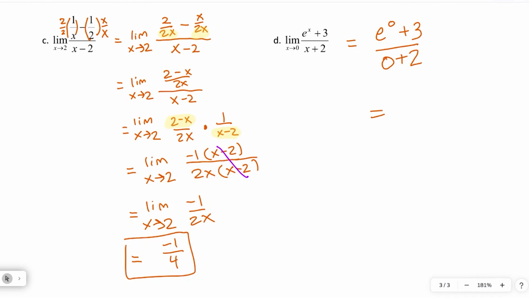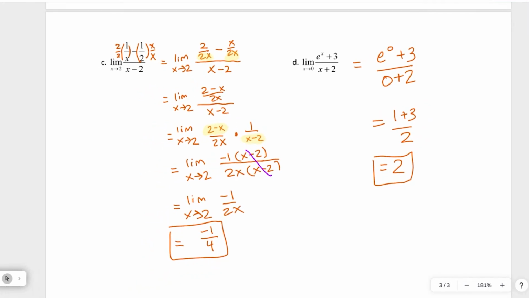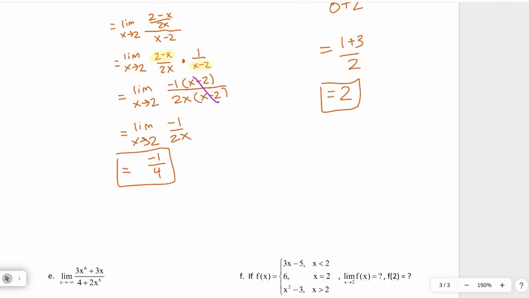Works out pretty nice. So e to the 0 is equal to 1, anything to the 0th power is 1. So this is 1 plus 3 over 2, which is 4 divided by 2, or 2. So yeah, always try to plug in that number if you can to use that direct substitution whenever possible. It makes the problem a lot easier.